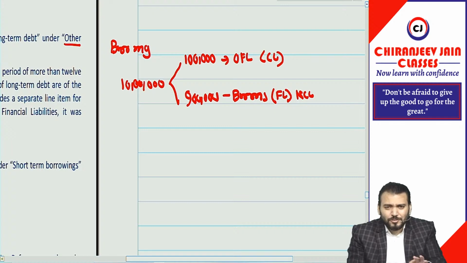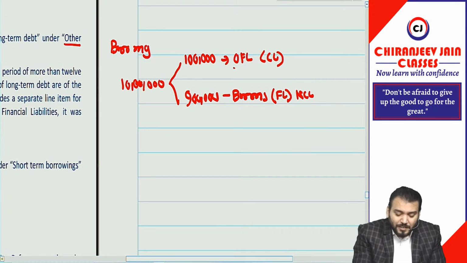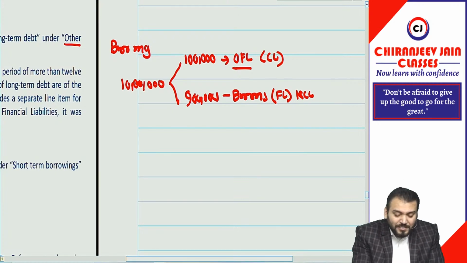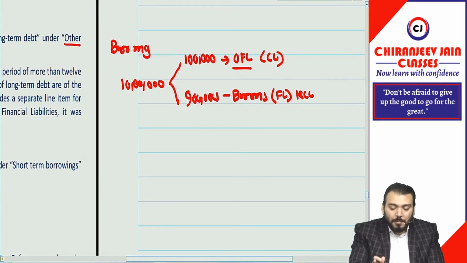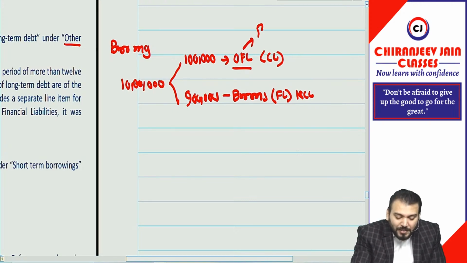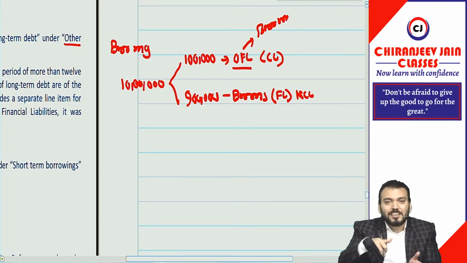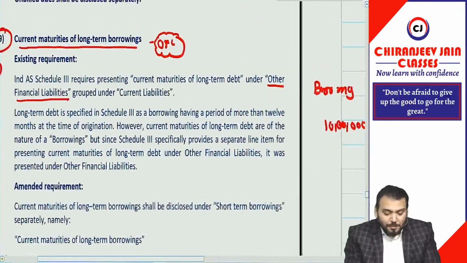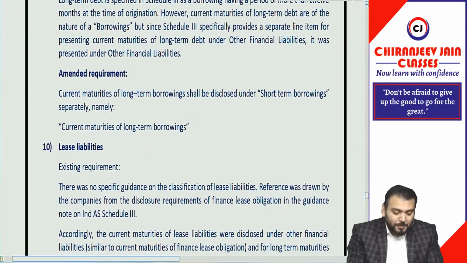Then I used to say, I also don't know why they have said other financial liability. I said in the class that I don't understand why it is under financial liability. But now they have amended. Now it will not be disclosed under other financial liability. It will be shown under borrowing only, but short-term borrowing, which is under current liability. Correct. So this is one amendment which is very important from the examination point of view.